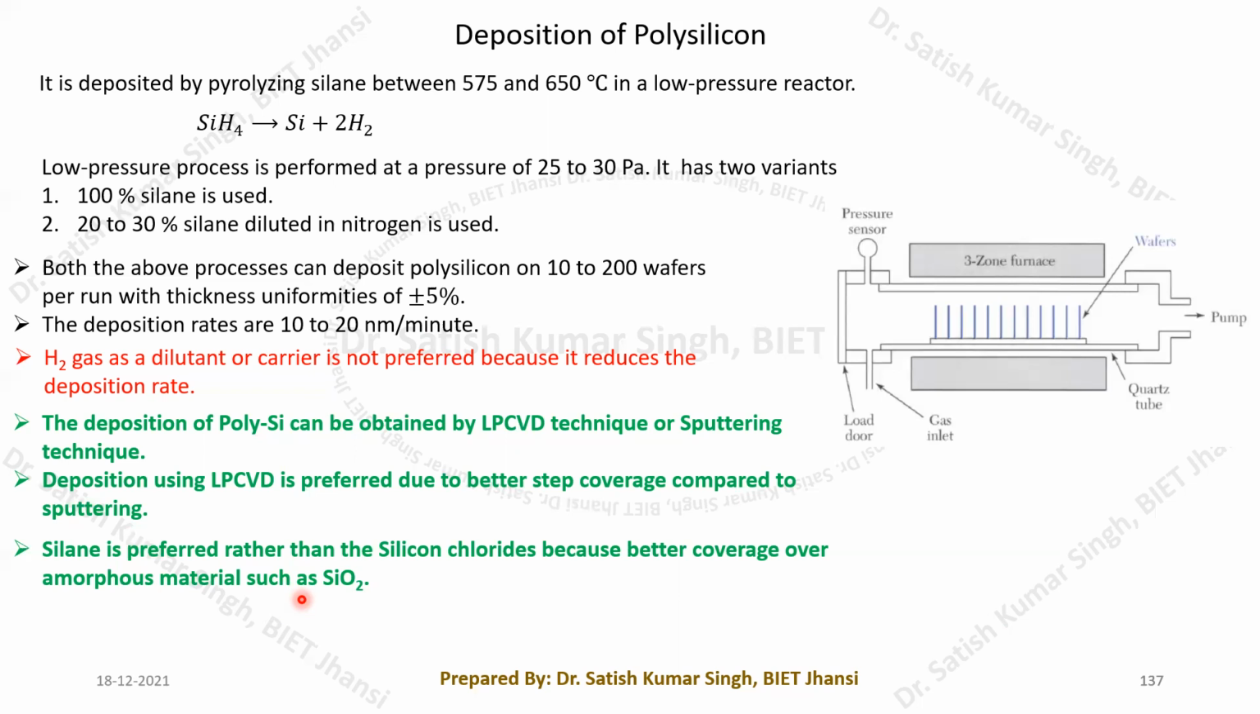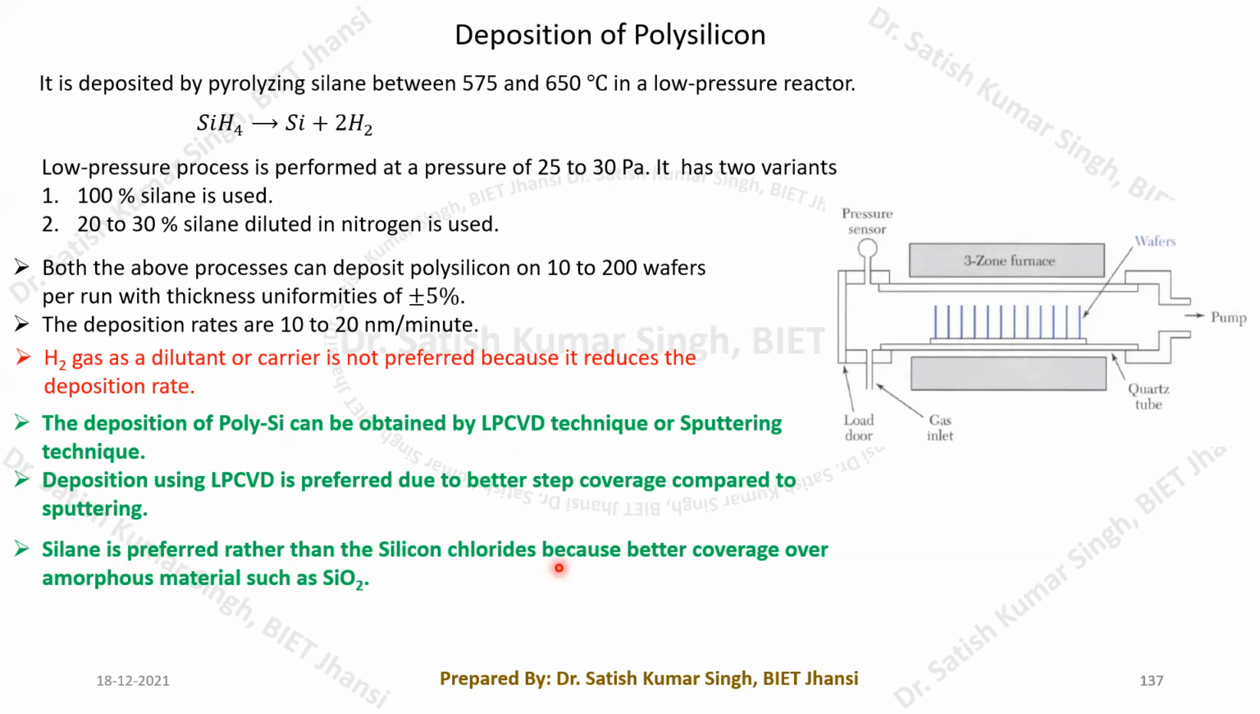One more point that you have to remember: if you want to dilute the silane gas, other than nitrogen, we can also use hydrogen. But generally, why is hydrogen gas not used as a diluent or a carrier? Because it reduces the deposition rate. It is found practically that if you use hydrogen, the deposition rate will be very small, and therefore we don't use hydrogen gas.